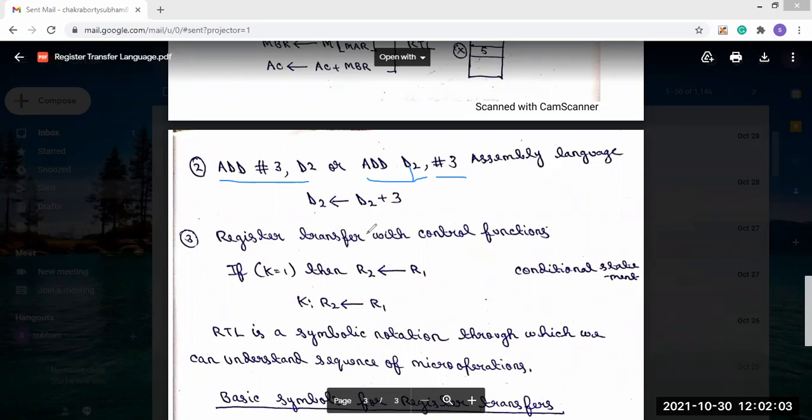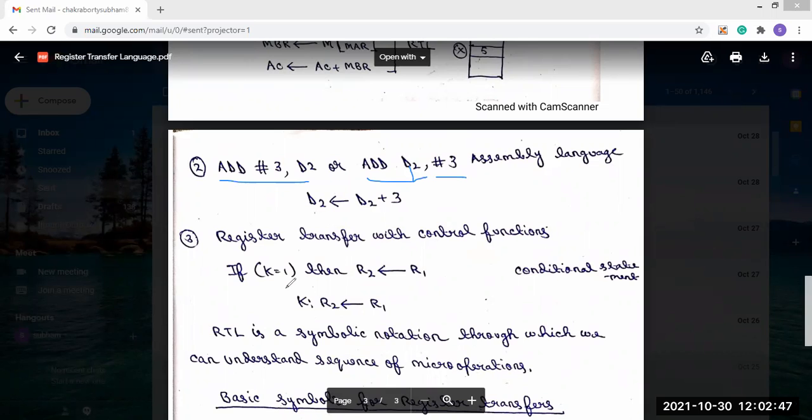Another one is register transfer with control function. Control functions mean conditional statements. The conditional statement is written as if K equal to 1. The K value can be 1 or 0, and depending upon that, the operations will be performed. If it is 1, this will be performed, but if it is 0, it is not performed.